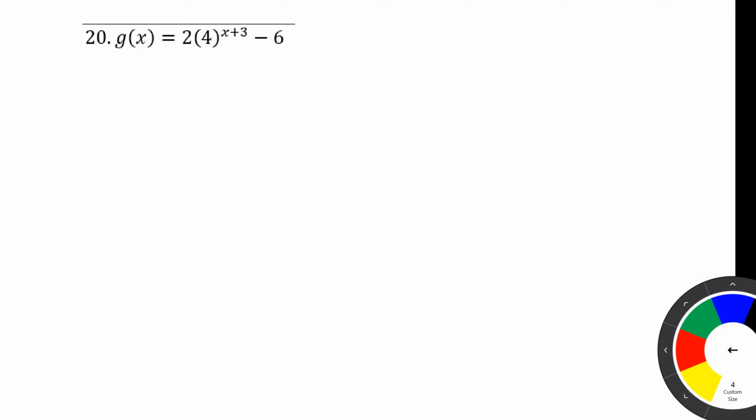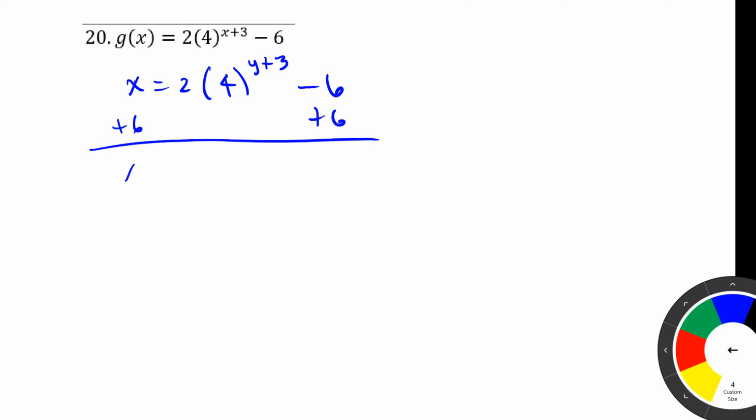Number 20 is the same idea, just has more steps because there's more algebra involved. So first thing we do is switch x and y. Remember, follow your rules of PEMDAS. You can't multiply that 2 and 4 together. I know you want to so bad, but you really can't. So I'm going to add 6 to both sides just to get rid of it. x plus 6 equals 2 times 4 to the y plus 3.